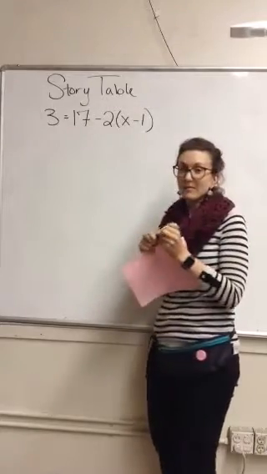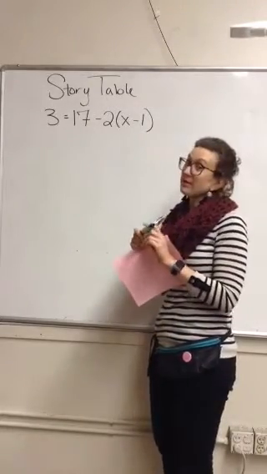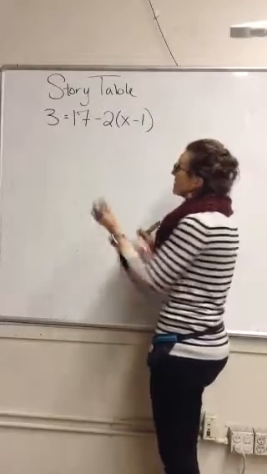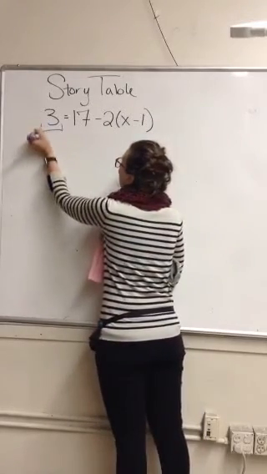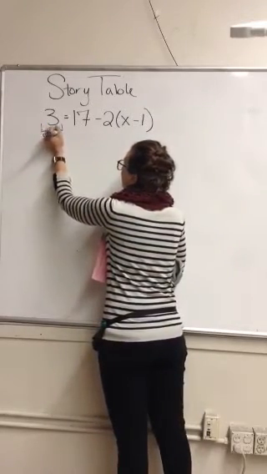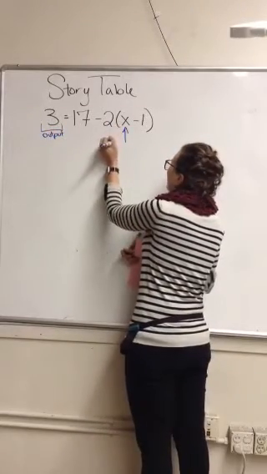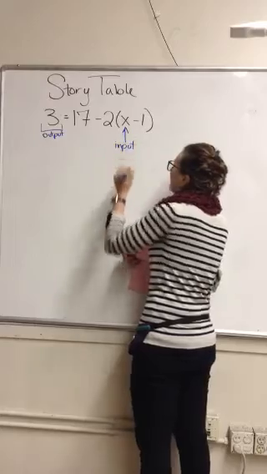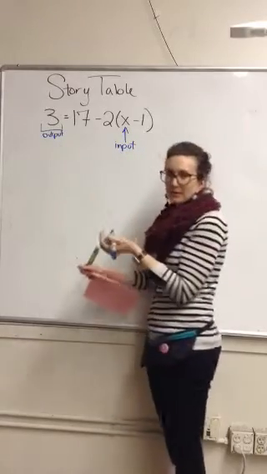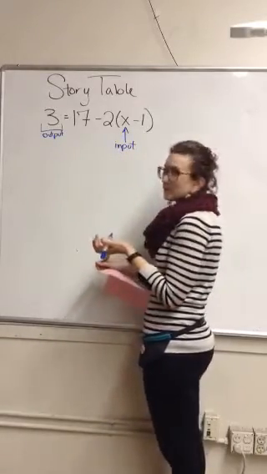Again, we're talking about story tables. They're pretty much my favorite thing, and they're great when I know what the output is. The output is the end of my mathematical sentence, and I'm trying to figure out what input value would create this output of 3. I've been doing story tables for a while.